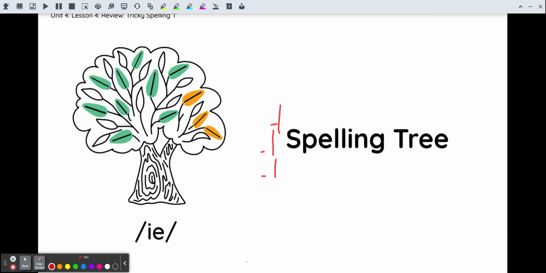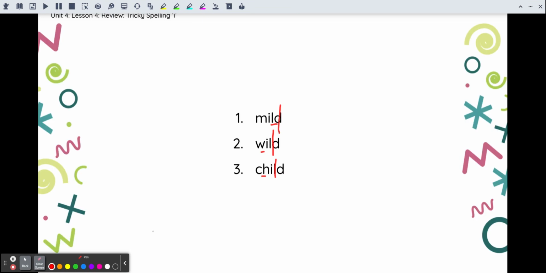So remember on our spelling tree, the I comes at the end of the first syllable on a two-syllable word. Let's look at some more words.